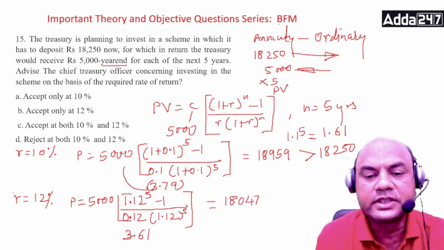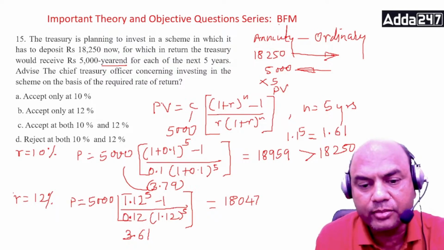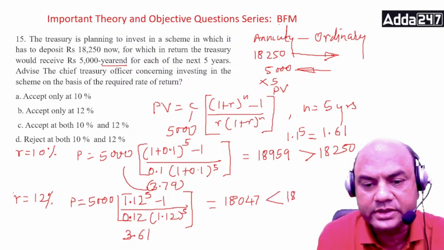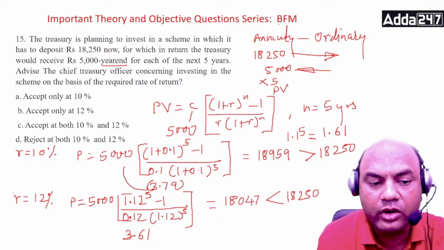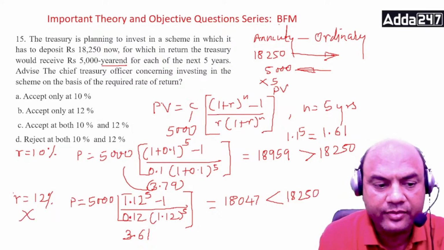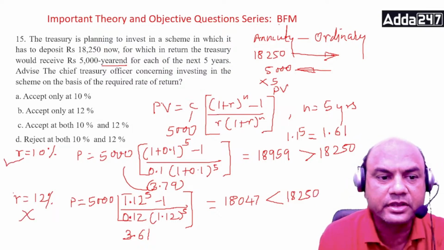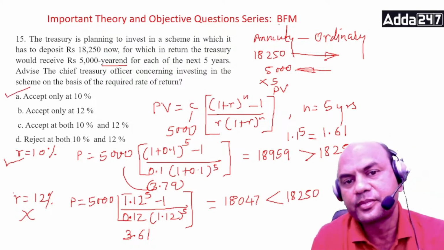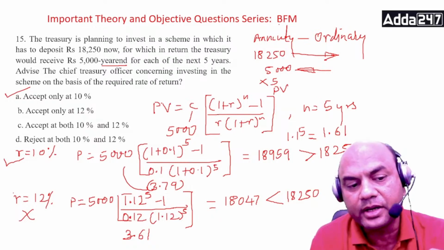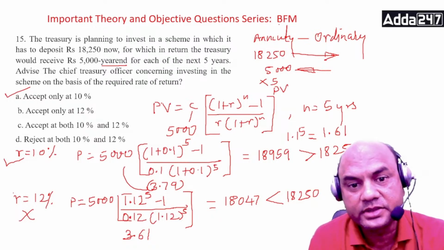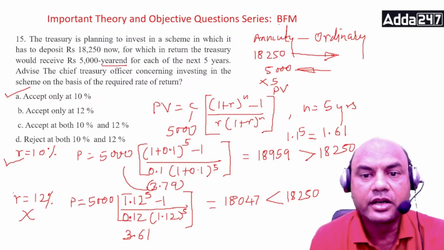18047. So is this greater than my investment? It is less than 18250, right? So I will not accept this. This will be rejected. I will accept this 10%. So accept only at 10%. This is your answer. You cannot accept it at 12%. Everyone got this? Did you get the problem?